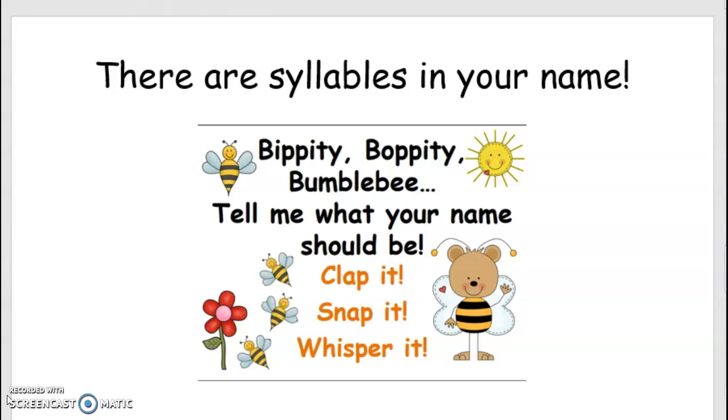It goes like this. Bippity boppity bumblebee, tell me what your name should be. But I'm going to say Mayfield. Clap it, Mayfield. Snap it, Mayfield. Whisper it, Mayfield. After singing this song, I discovered there are 2 syllables in my last name. You should try it.